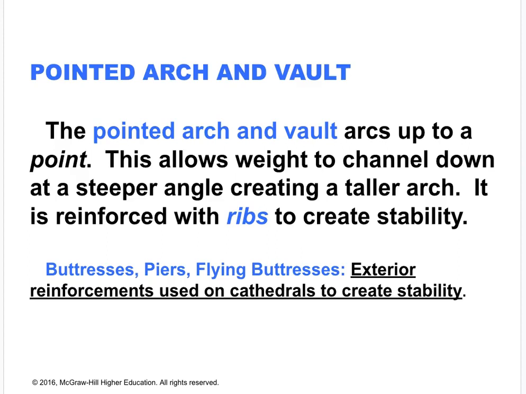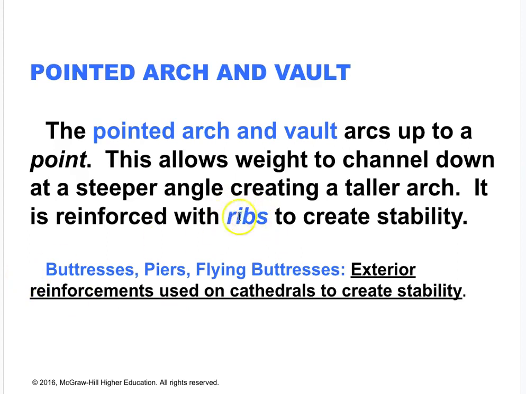Then we have a pointed arch and vault. The pointed arch and vault arcs up to a point. Makes sense? One is rounded and one is pointed. This allows weight to channel down at a steeper angle, creating a taller arch. It's reinforced with ribs to create stability. And these are some different things that create reinforcements: buttresses, piers, and flying buttresses.